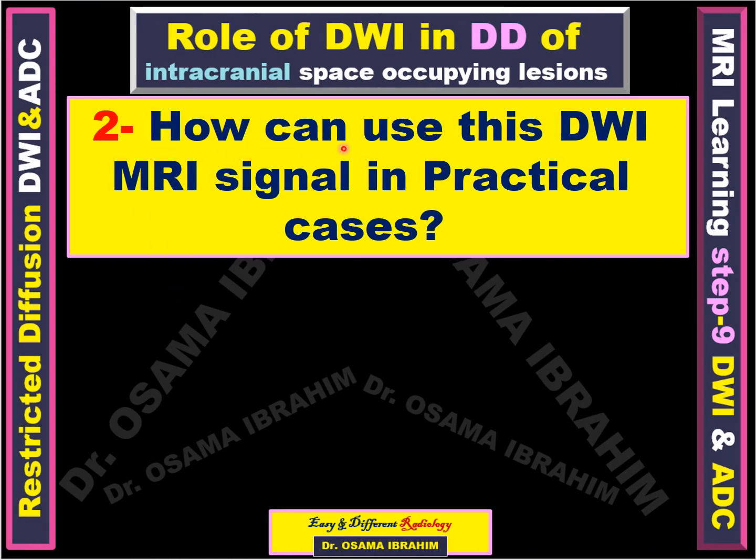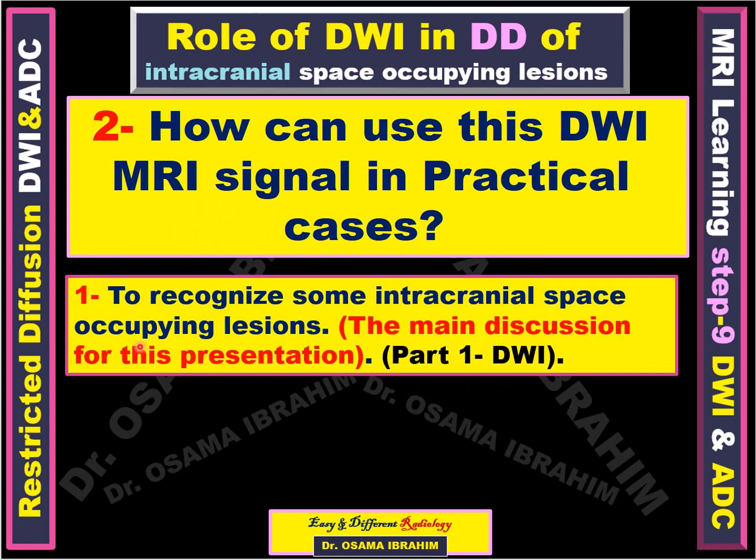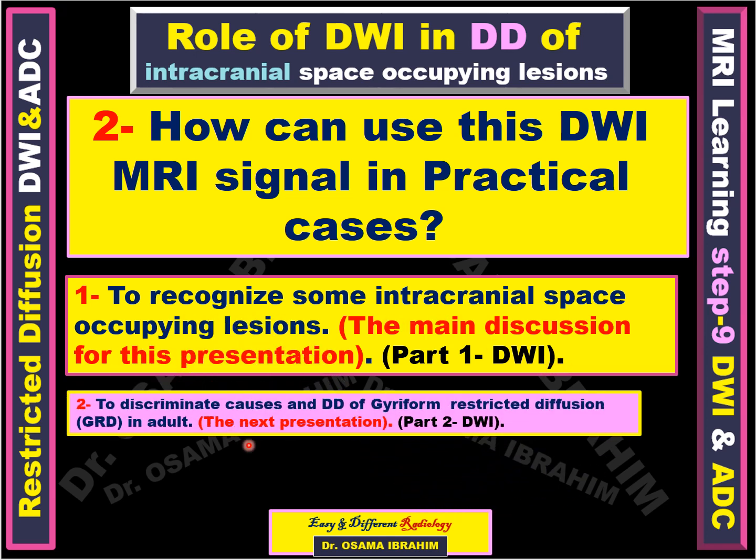The next question is how can you use these diffusion weighted image MRI signals in practical cases? I can use restricted diffusion in intracranial space occupying lesions, and I will talk about this as the main discussion part of this presentation, as part 1 from DWI. The second practical use for this restricted diffusion signal is to discriminate causes and differential diagnosis of gyriform restricted diffusion in adults. I will talk about this in detail in the next presentation, part 2 of diffusion weighted image.